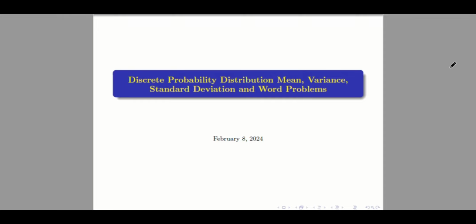Good day. So today we'll discuss discrete probability distribution, how to compute its mean, variance, and standard deviation, and solving word problems. So last time we discussed a short review on probability, on how to get the probability of a given event. So now let's proceed with discrete probability distribution.